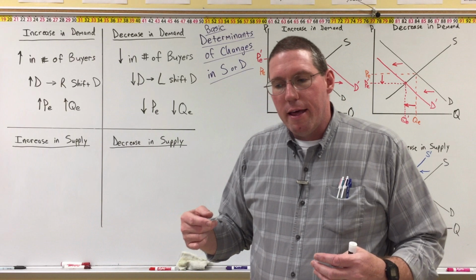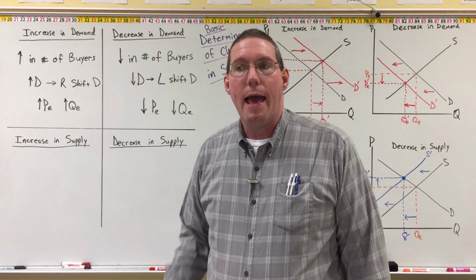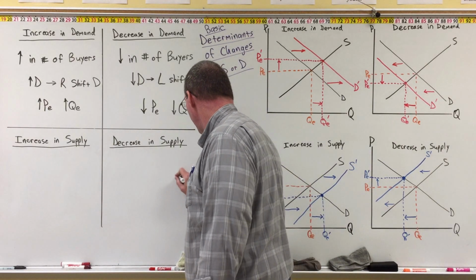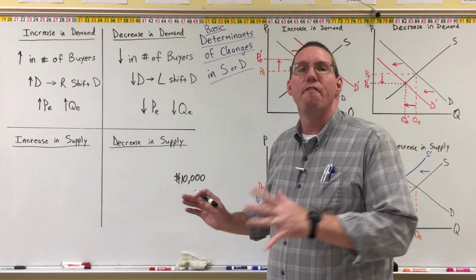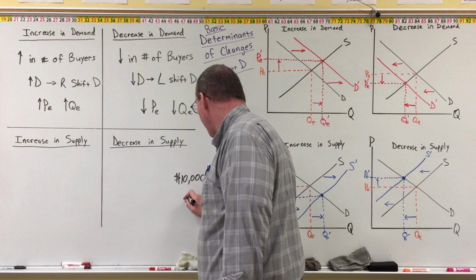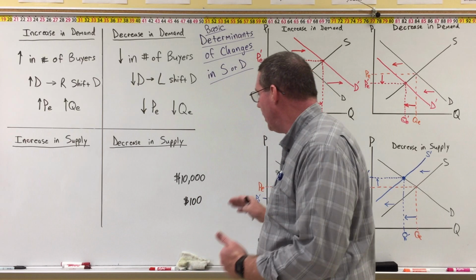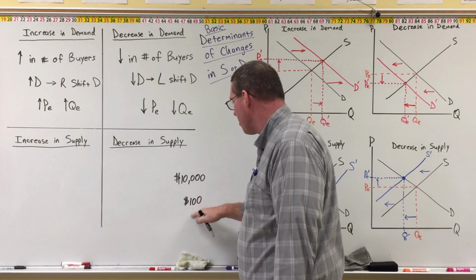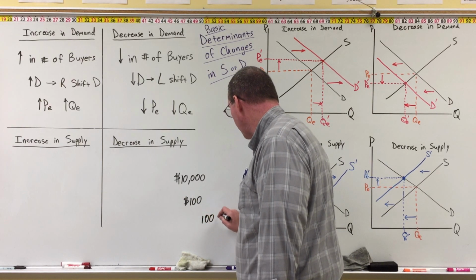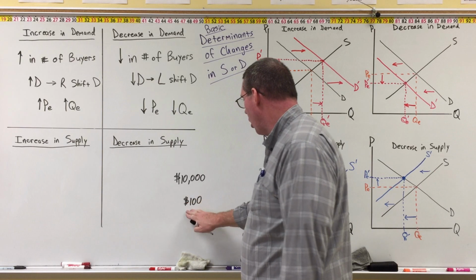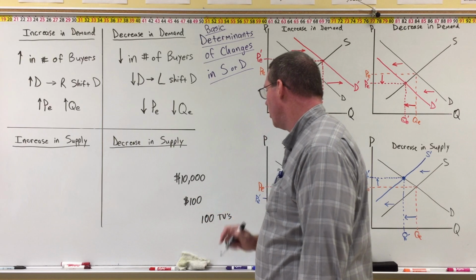So let's say that the TV maker has $10,000 in the bank, or $10,000 that's available to them. And it costs them $100 for each TV. How many TVs can they produce? Well, if we divide 10,000 by 100, we get 100. So they can make 100 TVs. If they cost 100 to produce, and they have $10,000 available to them, they can make 100 TVs.